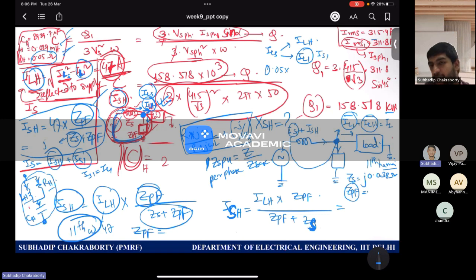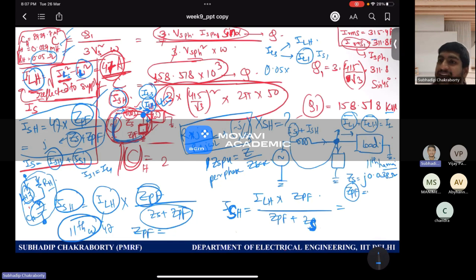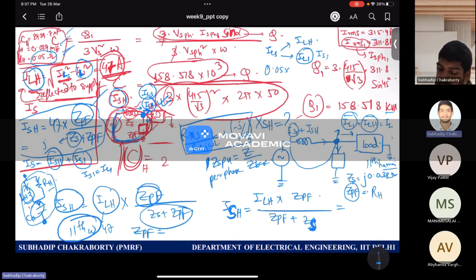Now can anyone tell me to which harmonic it is providing the lowest attenuation path, or lowest impedance? The 11th. Correct. So for the 11th, what is the condition? This L and C impedance will cancel out and provide a resonance-like phenomenon. So effectively, this will be nothing but RH. Agreed or not?